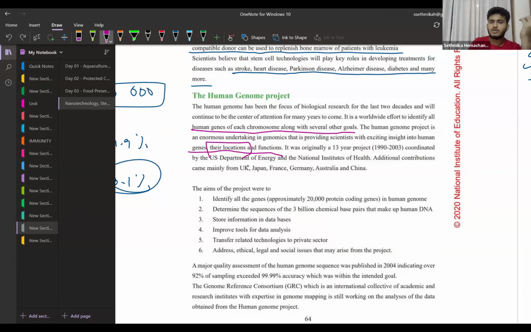So what do we call the location of a gene? What do you call the location of a gene?